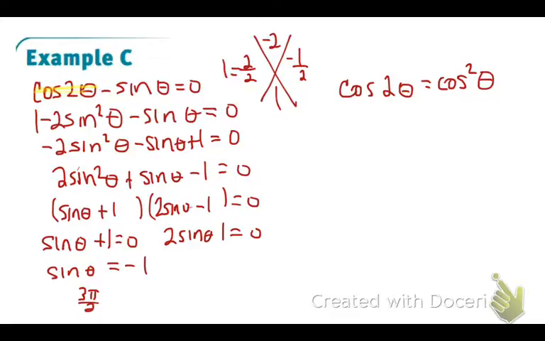Okay, and then let's solve this one for sine. Oops, I left out my minus. Okay, so we'd move it as a plus, so that'd be a positive half. And where is sine theta equal to a half? Pi over 6 and 5 pi over 6.